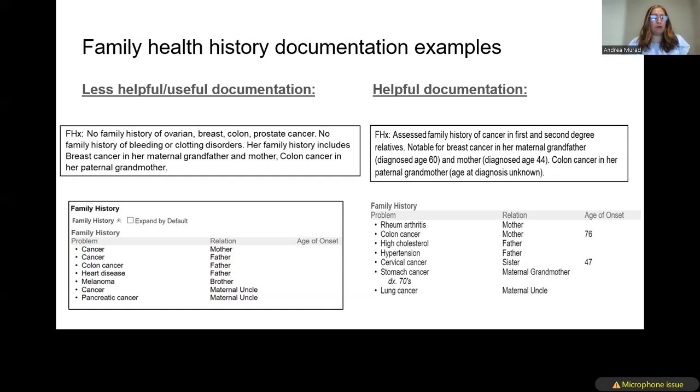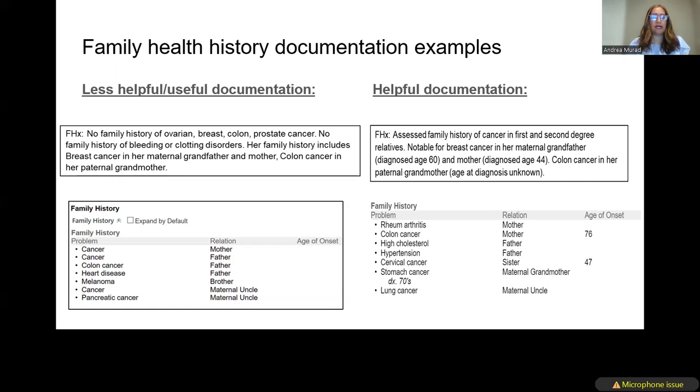And it's possible that some people might read that first sentence and then move on to a different section of the note and not keep reading. If they do keep reading, however, you see conflicting information here, where it says that her family history does include breast cancer in a maternal grandfather and mother, and colon cancer in her paternal grandmother. So it's not entirely clear if you wouldn't have read through the entire family history documentation. The other thing here is that there isn't any indication of ages of diagnosis, which, as mentioned, is pretty helpful.